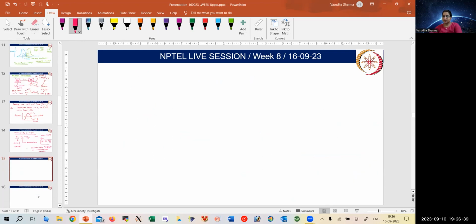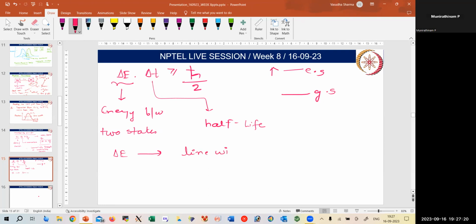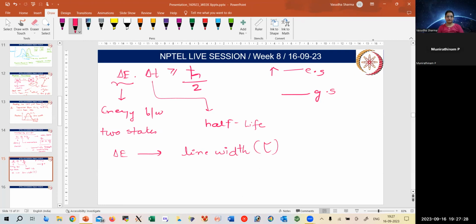So what we are saying is that here delta E into delta T is greater than or equal to h cross by 2. So if I talk about the excited state and the ground state, this is the energy between the two states, and this is the half-life. And delta E, we can actually relate with line width also, which is tau.